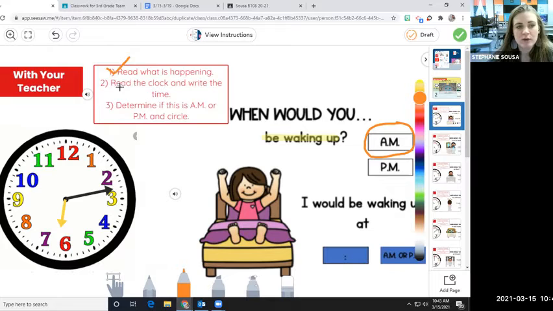All right, step 1, read what is happening. Done. Step 2, read the clock and write the time. Let's read this clock. First, we are going to stretch out that hour hand. It is after the 6. It is not yet to the 7. So it is still 6. Let's write that hour down. And William says, oh yeah, I woke up at 6, ready for my day.